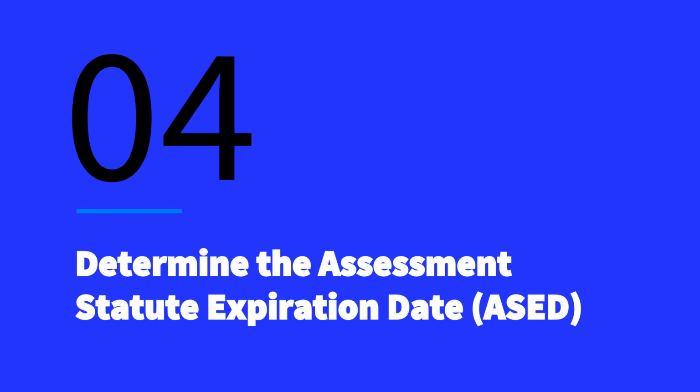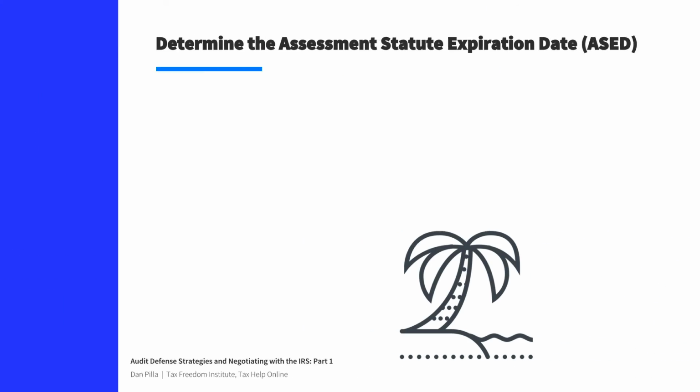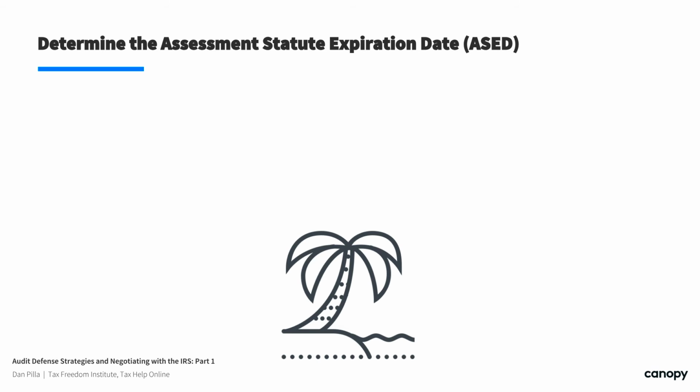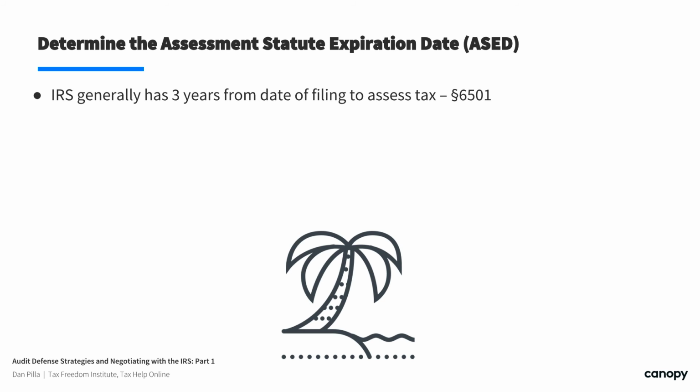Let's talk about the assessment statute expiration date, because it is very critical to understand what the assessment statute is and how that works, because you would be surprised how many times the IRS tries to audit tax returns for tax years that have expired, or the IRS is proceeding in a manner based on an assumption of one kind or another that just isn't applicable in this situation. So let's talk about the assessment statute, the so-called ASED, and the general rule is that the IRS has 3 years from the date of filing the return in which to assess the tax. All right, that's the limitation.